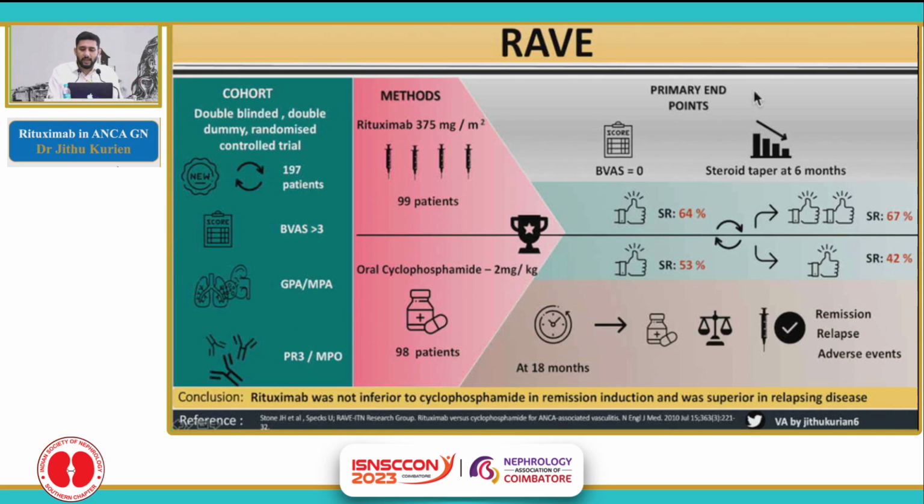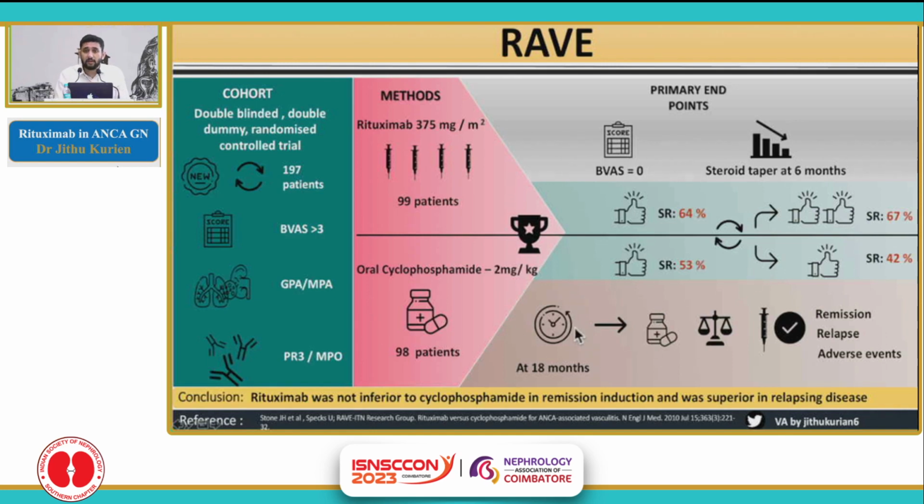The endpoint here is a little more strict than the rituximab trial. Here they required a BVAS score of 0 with a steroid stop at the end of 6 months. And what they found was there was not much of a difference at the end of 12 months with respect to remission rates. But what was interesting is that in case of relapsing disease, rituximab fared better. So in relapsing disease, rituximab was better than cyclophosphamide.